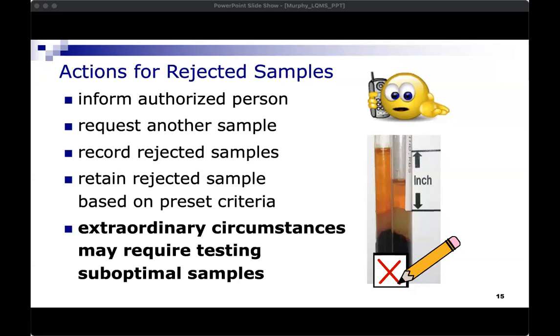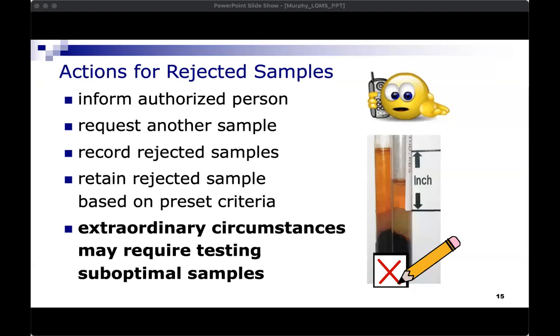Also keep in mind, extraordinary circumstances may require testing suboptimal samples. That's just the nature of the lab, right? Especially really difficult to obtain samples like CSF or pathology specimens. You really never want to reject those types of specimens. You want to do everything in your power to be able to provide a result and work with the provider. It may just be a case of explaining to the provider, this is what we received, this is why it's suboptimal, and this is how it could impact the results. And so maybe you still run it, but you release the results with a note saying to interpret the results with caution for these reasons.